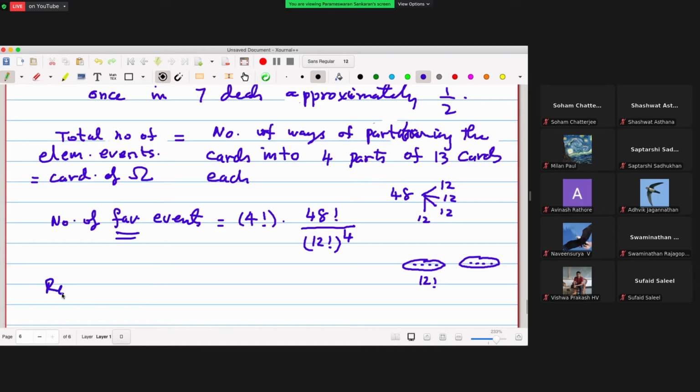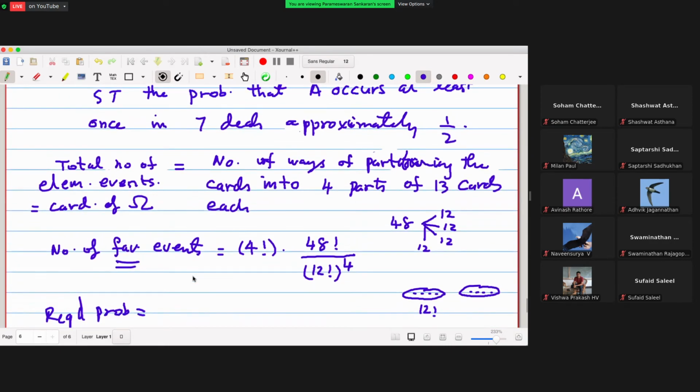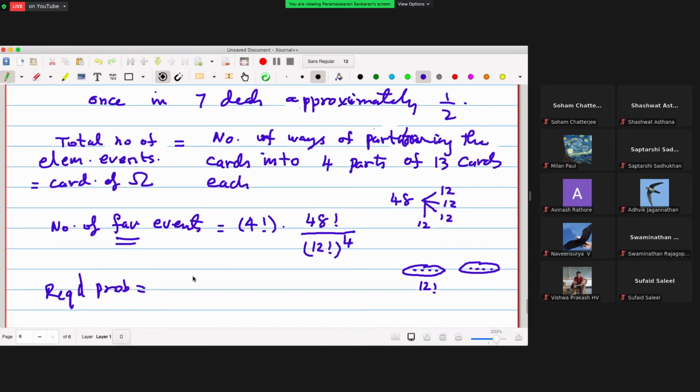So the required probability is equal to how much? Yeah, and this I have not yet done. The total number of cards is 52, the same logic as before. This is 52 factorial divided by 13 factorial to the power 4. So the probability is 4 factorial times 48 factorial divided by 12 factorial to the power 4, all divided by that.